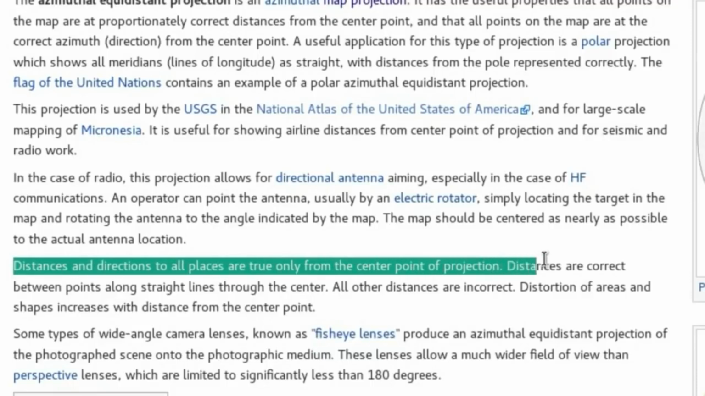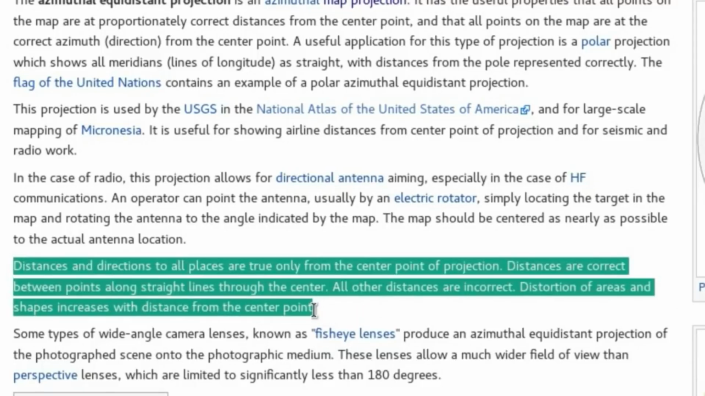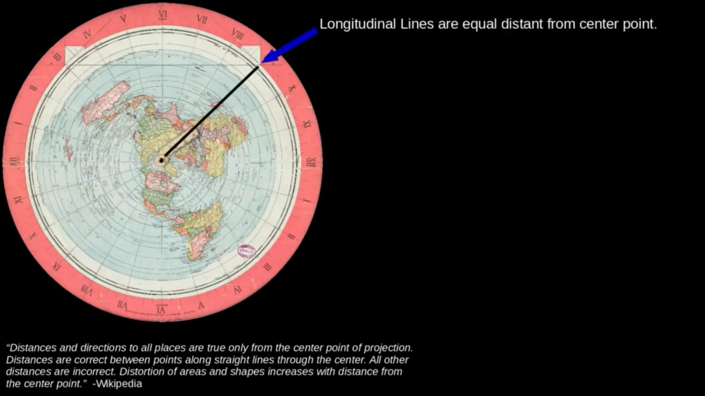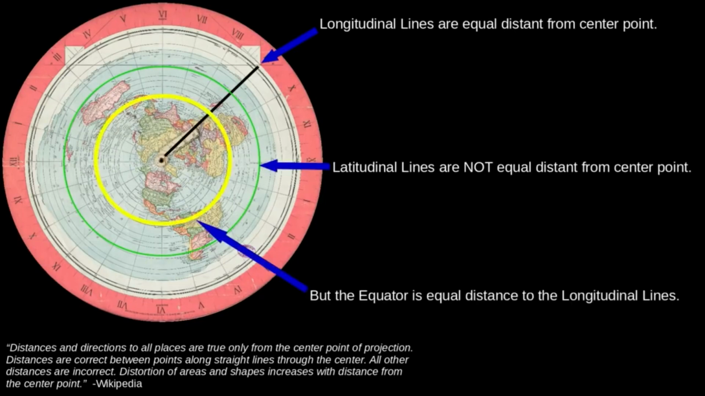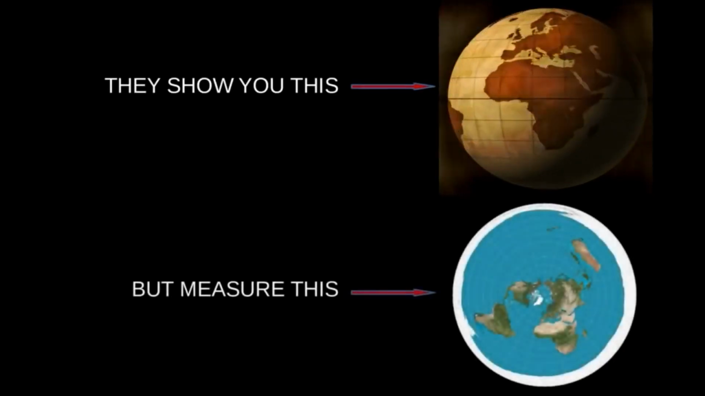Distances and directions to all places are true only from the center point of projection. Distances are correct between points along straight lines through the center. All other distances are incorrect. Distortion of areas and shapes increases with distance from the center point. All the longitudinal lines are equal distance from the center point, and that's where the airplanes fly straight. Latitude lines are not equal distance from the center point, but the equator is equal distance to the longitudinal lines. So they show you this, the globe spinning ball in space, but they measure this, the flat Earth.